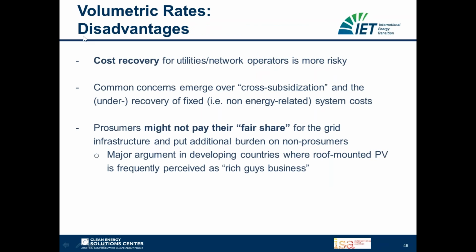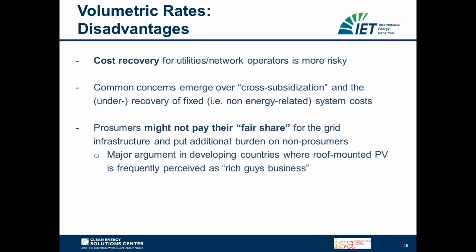Of course, these constitute some of the disadvantages of volumetric rates in a prosumer world, because cost recovery for utilities or network operators is more risky. There's a common concern that there will be cross-subsidization from non-prosumers to prosumers, because the non-prosumers will actually pay part of the fixed network cost of the prosumers. And there's then, of course, the concern that the prosumers might not pay their fair share in maintaining the grid infrastructure.